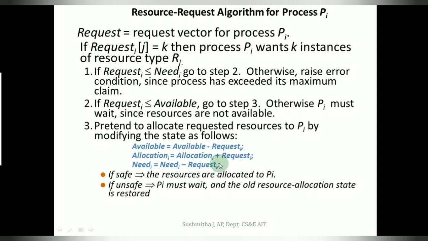So we make an assumption that if the request is satisfied, is it leaving the system in the safe state? If it is leaving the system in the safe state, how do we check that? We again check back by running the safety algorithm. If it is leaving the system in the safe state, then the request shall be immediately granted. If it is not leaving the system in the safe state, we restore it to the previous state, or we roll back to the previous state.